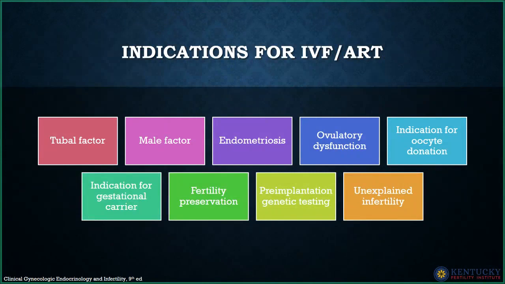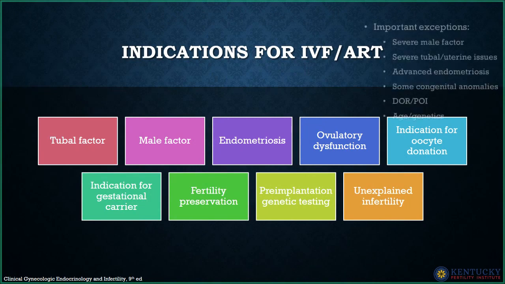There are a lot of different reasons we do IVF. It was first designed for treatment of tubal factor, but it has applications for male factor. For many patients, it'll be first line for endometriosis. It's also used for ovulatory dysfunction patients that don't conceive with oral agents, and patients that need oocyte donation or gestational carriers. We use it for fertility preservation, for patients that need genetic testing prior to pregnancy, and it can be effective for unexplained infertility.